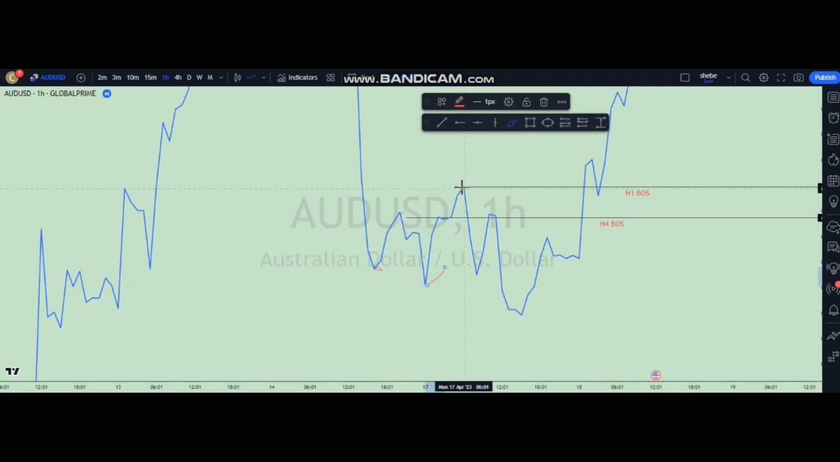This was low, this was high. Then the price came and broke here. We don't consider this one. Why? Because this one is within this. Hence you can say that this one was engulfed by this, so it is not considered. What we consider is this low, high, then the price broke the structure and formed the H1 break of structure.